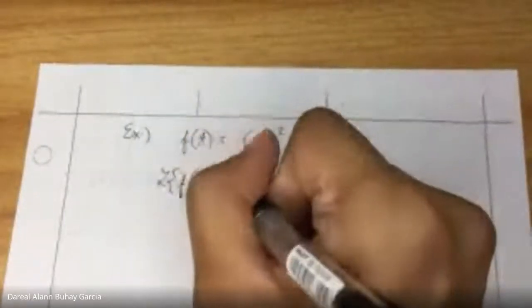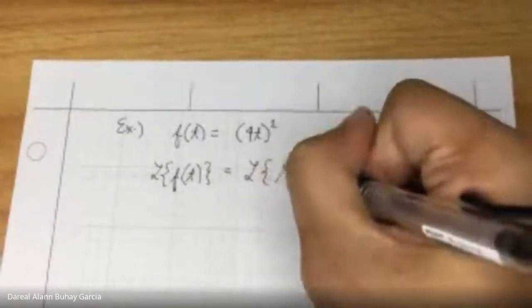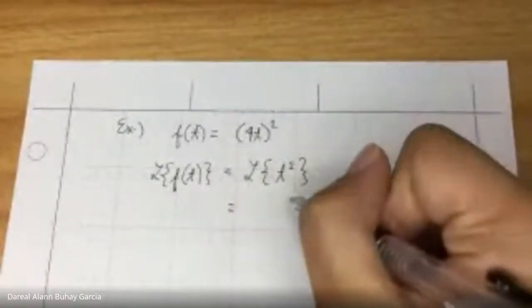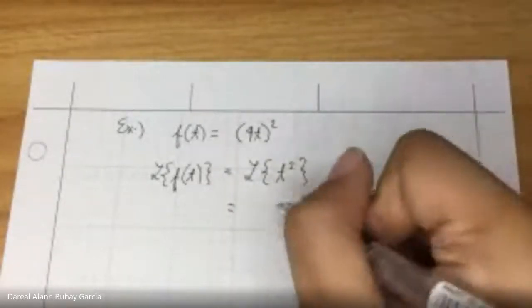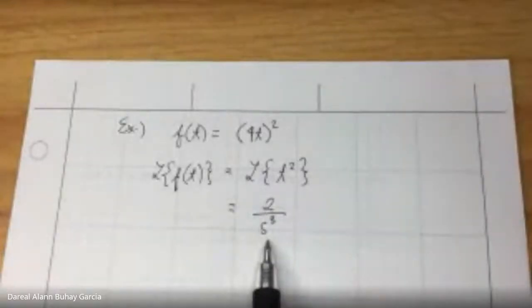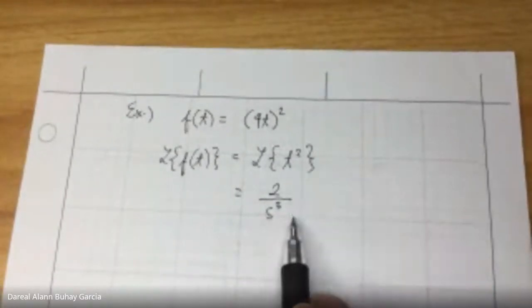the Laplace of that function, t squared, supposedly, is 2 over s to the power of 3. Right? From the table.